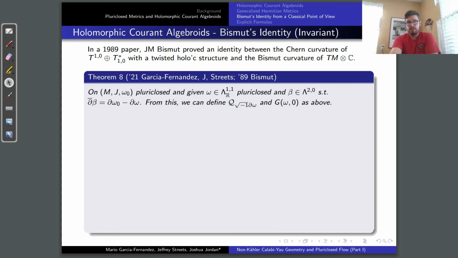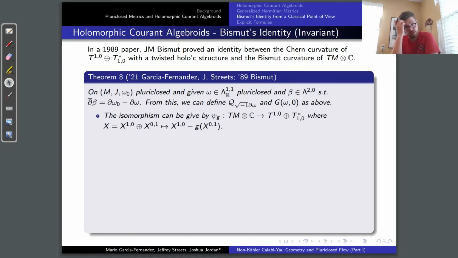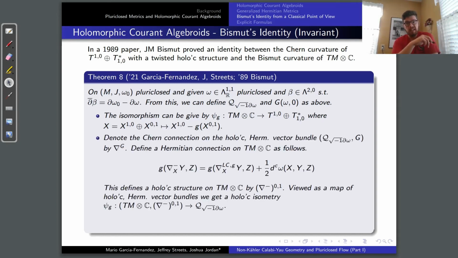All right, so this theorem of Bismut, we can kind of work through it a little bit. The first thing that gets shown is that there's a particular isomorphism between these smooth vector bundles, the complexified tangent bundle and T plus T star here, given fairly simply just by this. You really just kind of flip T01 if you think about it. That isomorphism has some more special properties.